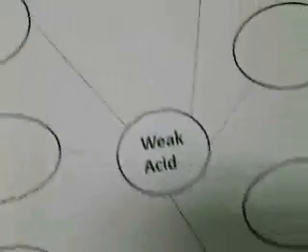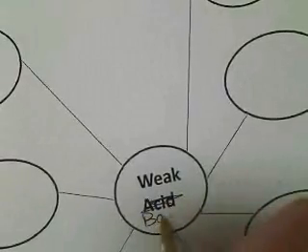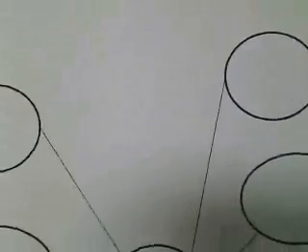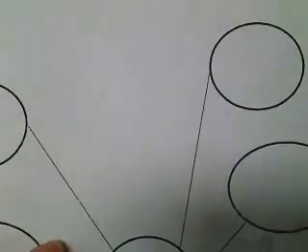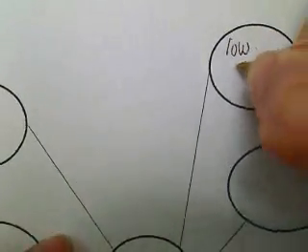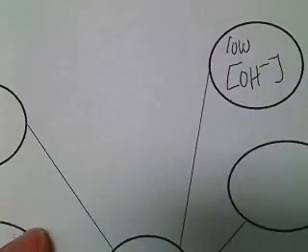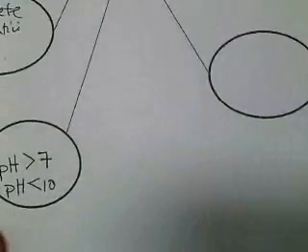All right, so now let's go over here. I'm changing this to base. Okay, so we're going to talk about the properties of our weak base, okay? So if our strong base had a high OH minus concentration, this is going to have a low OH minus concentration, okay? So, you know what? I made a mistake. Go back here. Sorry.